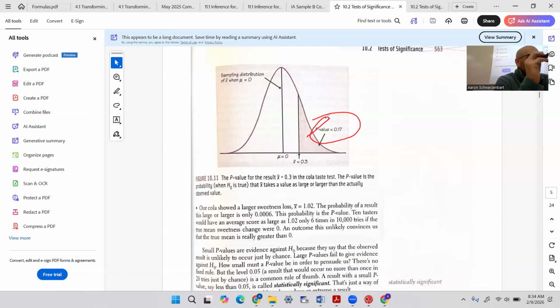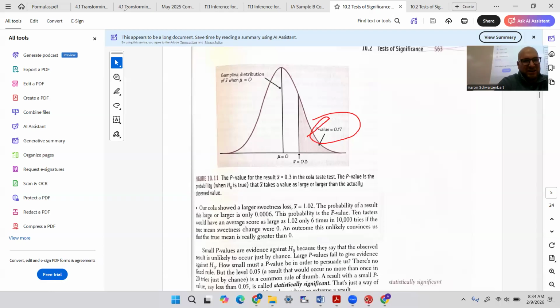If it's not below the alpha level, we do not conclude H naught. We simply fail to reject H naught. We don't have enough evidence that it wasn't random. It doesn't mean it wasn't true. It doesn't mean that the cola didn't lose sweetness. It just means it didn't lose enough for us to be certain that it wasn't random with this sample size. Okay. So that is an important distinction. We don't conclude H naught, we fail to reject.